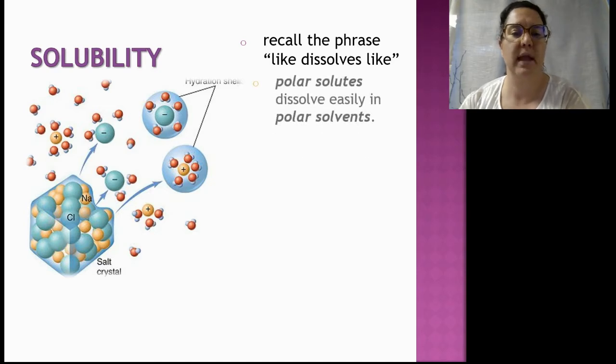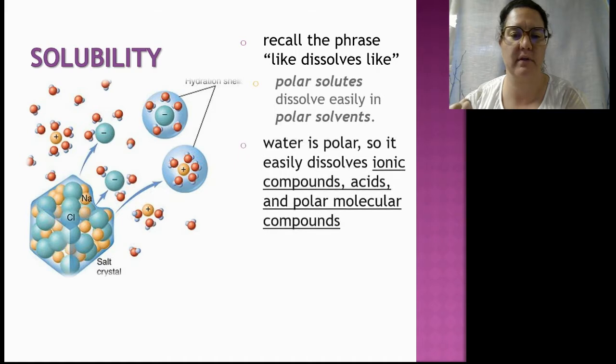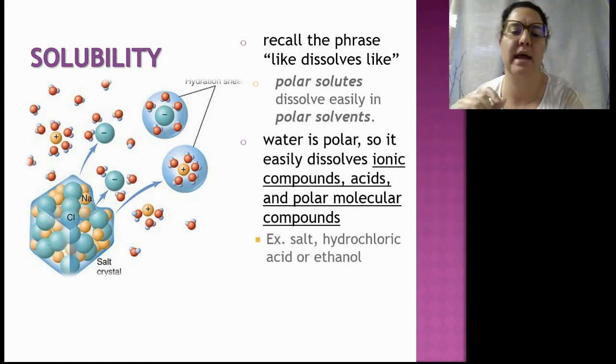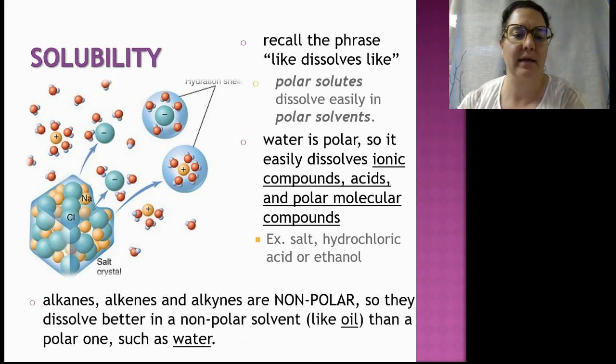So when we say like dissolves like, polar solutes will easily dissolve in polar solvents. Water is polar, so it will easily dissolve ionic compounds, acids, and polar molecular compounds. Alkanes, alkenes, and alkynes are nonpolar, so they dissolve better in a nonpolar solvent such as oil than a polar one like water. So we can dissolve alkanes, alkenes, and alkynes more in oil than water.